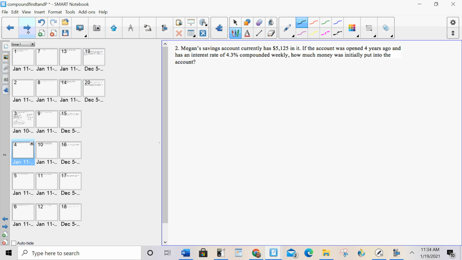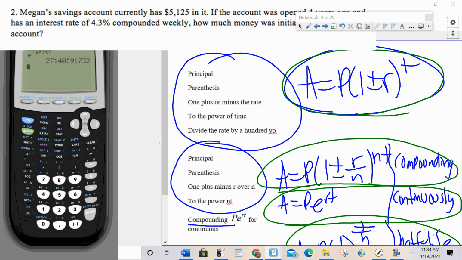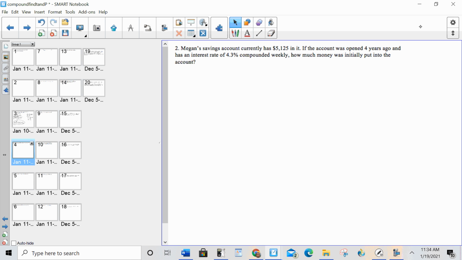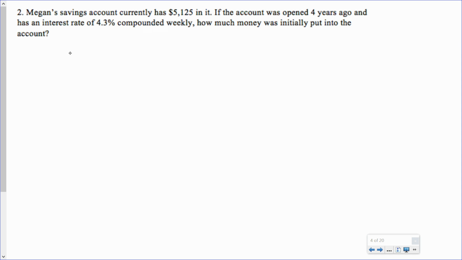Let's start number 2 together, but then I want you to try it on your own. Megan's savings account currently has $5,125 in it. If the account was opened 4 years ago and has an interest rate of 4.3% compounded weekly. Compounded, I use my n formula. Unless it says continuously, it doesn't, so I use my n formula.